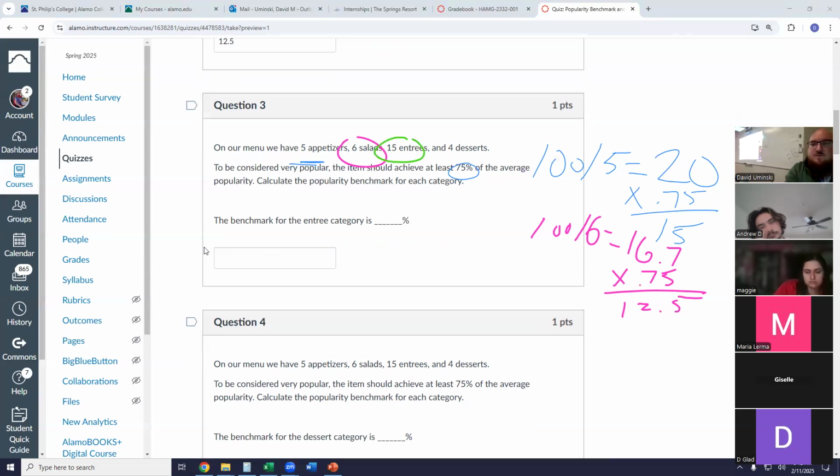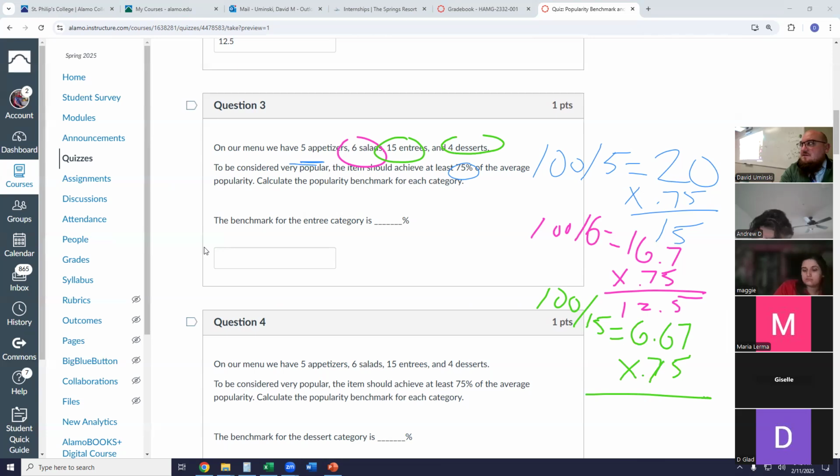15 entrees. So 100, I'm doing color coded. 100 divided by 15 is equal to... Oscar, what did you get? 100 divided by 15. Use your calculator if you need to. 6.666. Okay, so 6.67. We're going to multiply by 0.75. Oscar, go ahead and do the desserts for me while you have your calculator out. We're going to jump ahead and do 4 desserts. So 6.67 times 0.75 is 5.0025. 5, okay?